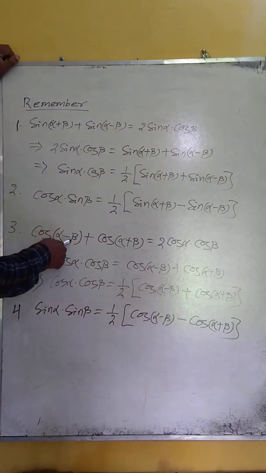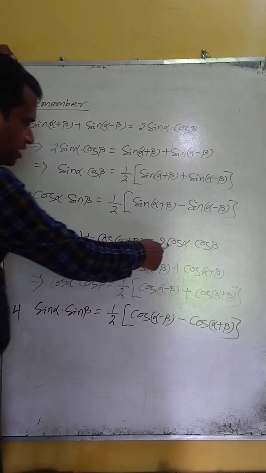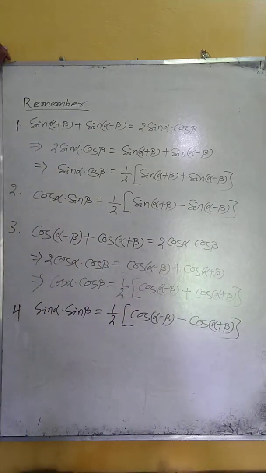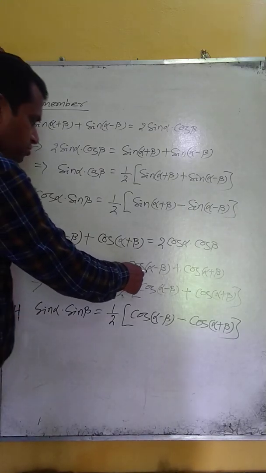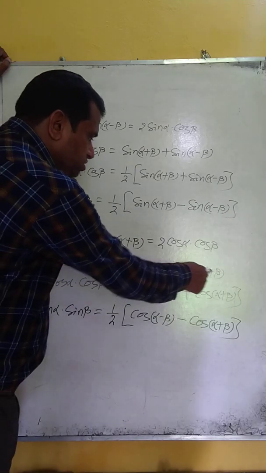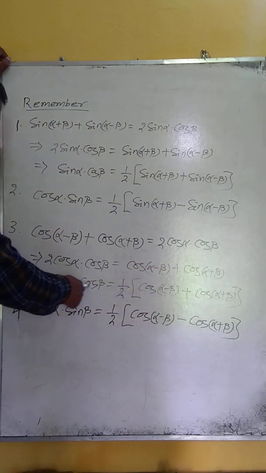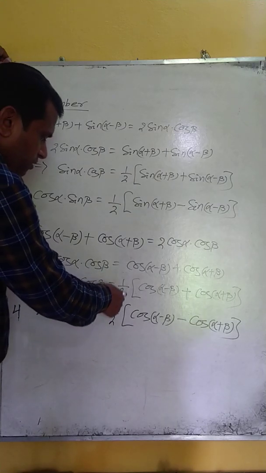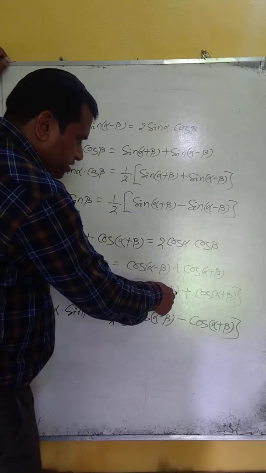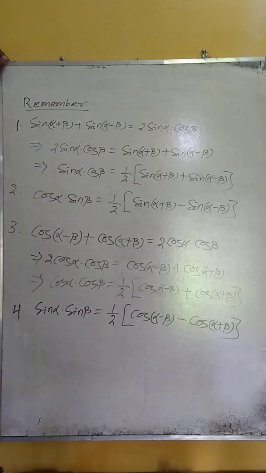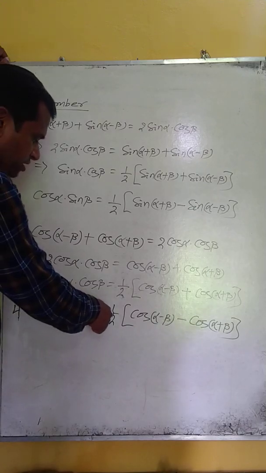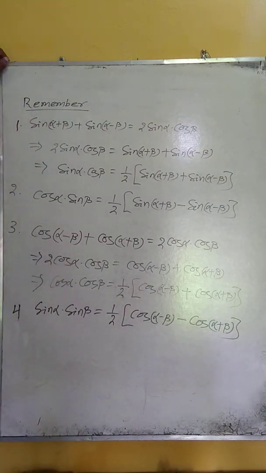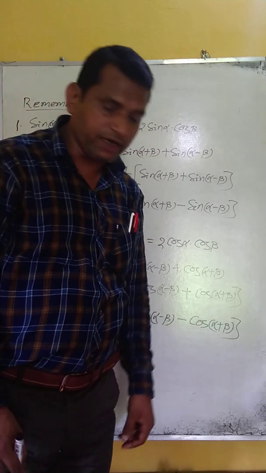Also we know cos(α−β) + cos(α+β) = 2 cos α cos β. That implies 2 cos α cos β = cos(α−β) + cos(α+β). So cos α cos β = 1/2 [cos(α−β) + cos(α+β)]. Similarly, we can find sin α sin β = 1/2 [cos(α−β) − cos(α+β)].